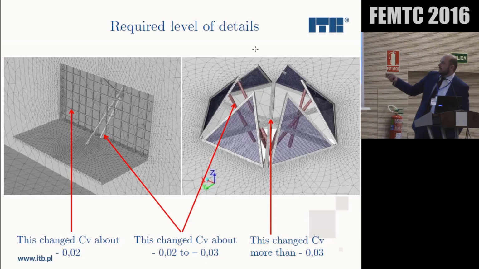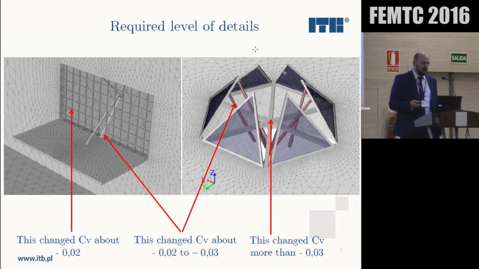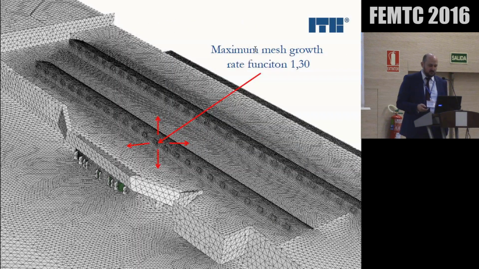And these small elements change the CV value by like 0.02. These motors changed by between 0.02 to 0.03, and these elements changed a lot. So that gives you an idea of how big the differences are between models.